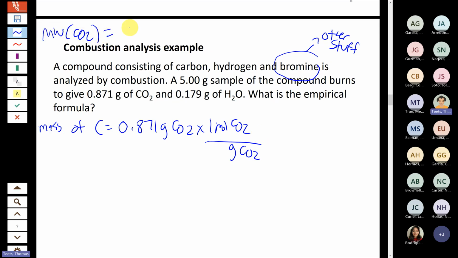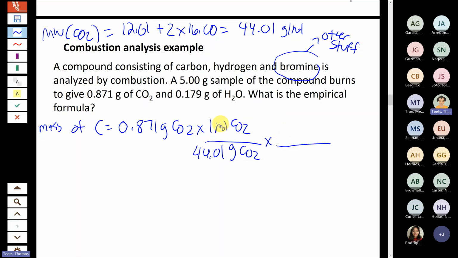So for CO2, carbon is 12.01 grams per mole. We have two oxygens, which are 16 each. So we get 44.01. That's the molar mass of CO2. So that's moles of CO2. We want to figure out how much carbon is in that sample. So then what we look at is the chemical formula of CO2.